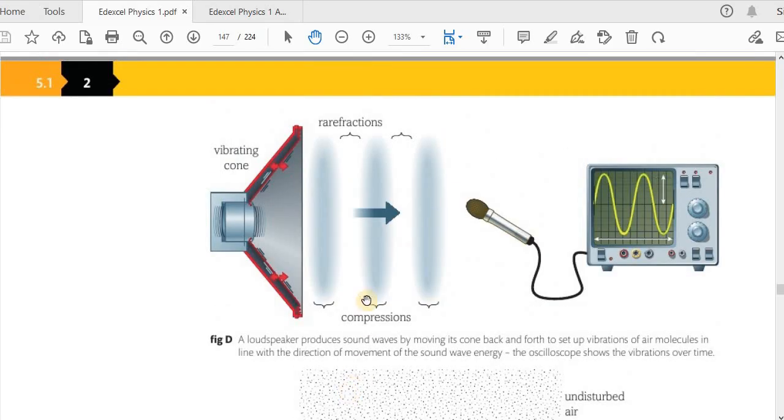Even here you can see compressions where the air molecules are close together, shown in dark blue, and rarefactions where the air molecules are far apart. We have a vibrating cone. This will produce sound, which will produce compressions and rarefactions in the air. This is the direction of the wave.